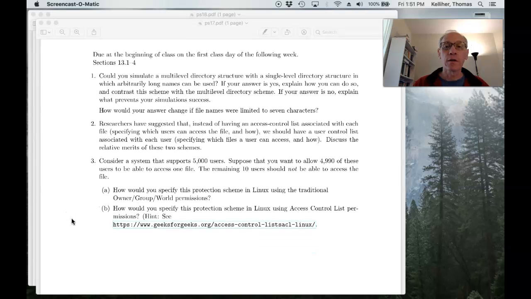Question 3, I think this should be fairly straightforward. The 10th edition of the textbook, I think, gives a pretty good introduction to Linux's traditional permissions as well as the access control list. If you want more information on access control lists, follow this link.